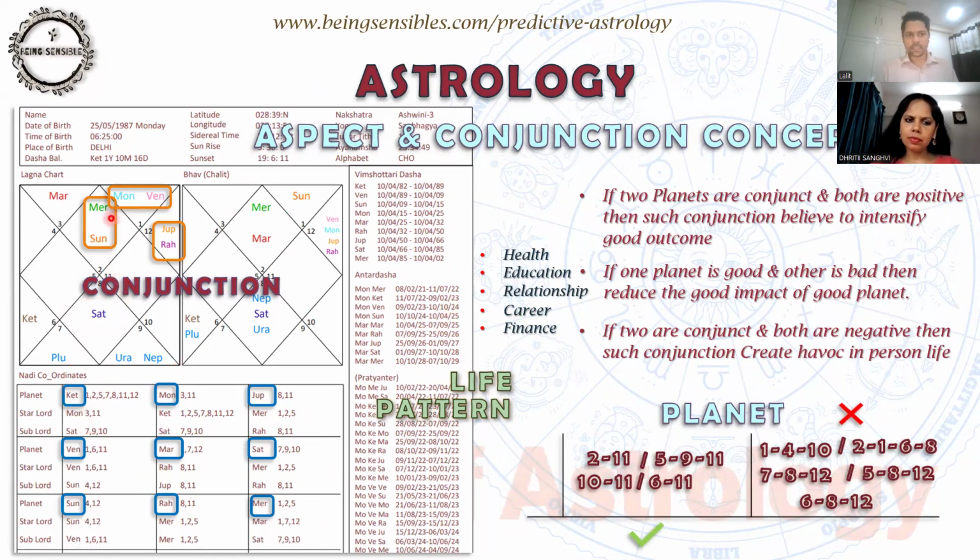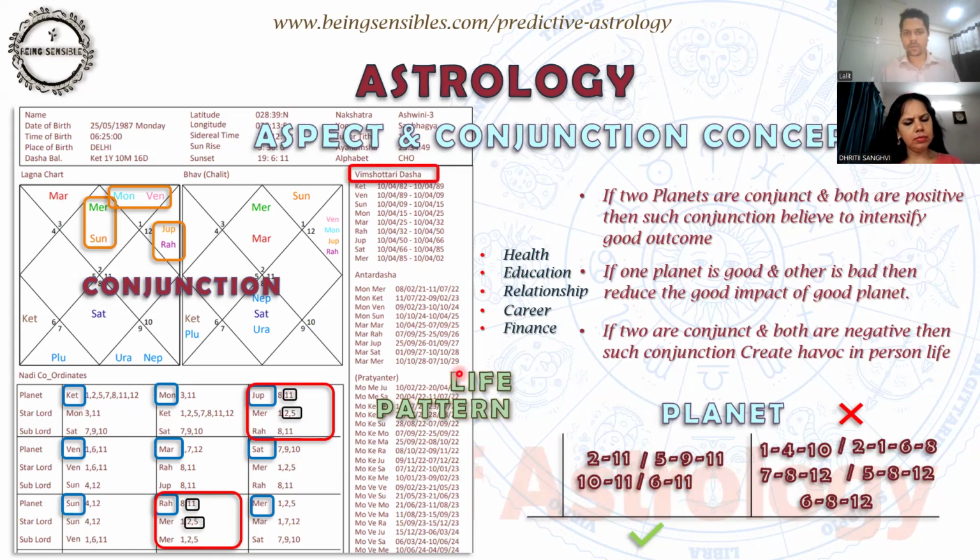For understanding, as you can see, Mercury and Sun in the Lagan chart, we have to check the conjunction aspect. From conjunction, as you can see, Mercury and Sun in first house are conjunct. So if I go for the first with Jupiter and Rahu, both have good combinations. Good combination means 2, 11, 5, 9, 11, 10, 11, 6, 11. Both have the same 2, 5, 11.